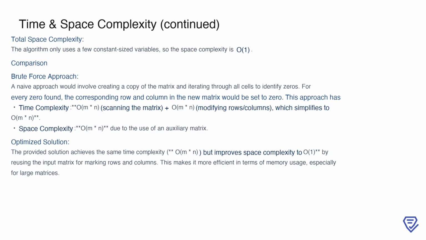To put this into perspective, consider a brute force approach. A naive solution would involve creating a separate copy of the matrix, iterating through all cells to identify zeros, and then modifying the corresponding rows and columns in the new matrix. While this approach achieves the same time complexity of O(m*n), it requires m*n additional space for the auxiliary matrix. In contrast, the optimized solution dramatically reduces space complexity to O(1) by reusing the input matrix for marking rows and columns. This makes the optimized solution much more memory efficient, particularly for large matrices.